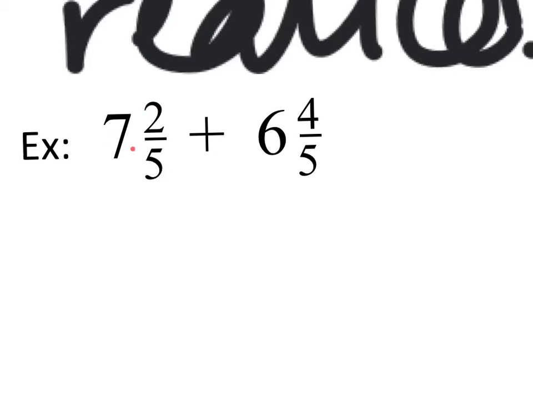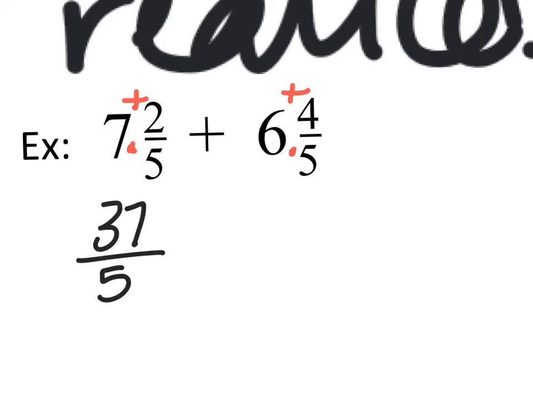So we're going to multiply that number together and then add the remainder on top. Multiply the denominator times the whole number and then add the numerator. Okay? So for this one, we're going to go 7 times 5, which is 35, plus 2, which is 37, over 5. Okay? 6 times 5 is 30, plus 4 is 34. So now you're back to where you were in example 1.